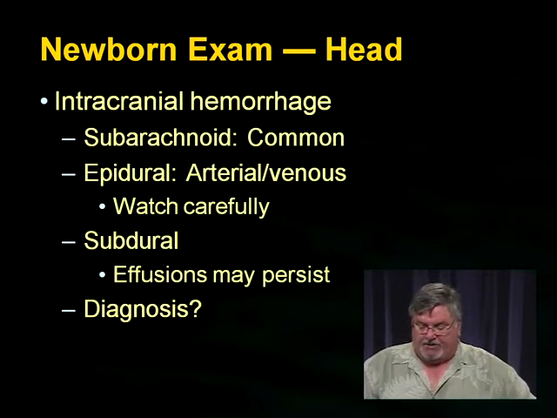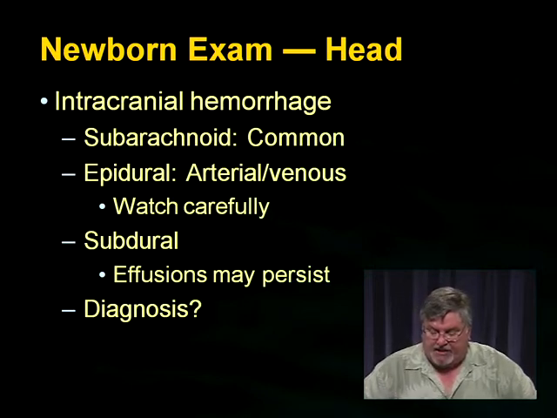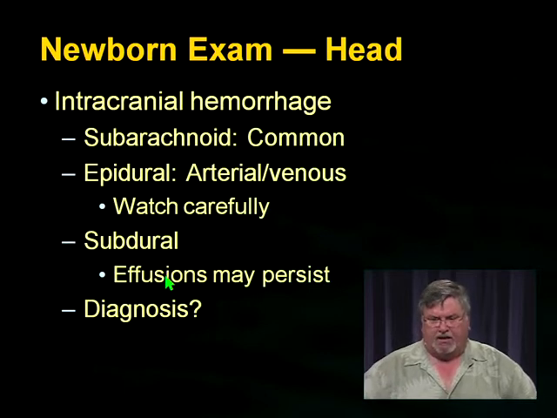Epidural hemorrhages can be either arterial or venous. The arterial ones are the ones that give you the most problem. Subdural hemorrhages can have persistent effusions for the first couple of months after they're born. So those are the ones that sometimes get picked up on a cranial ultrasound later on in their first year of life.